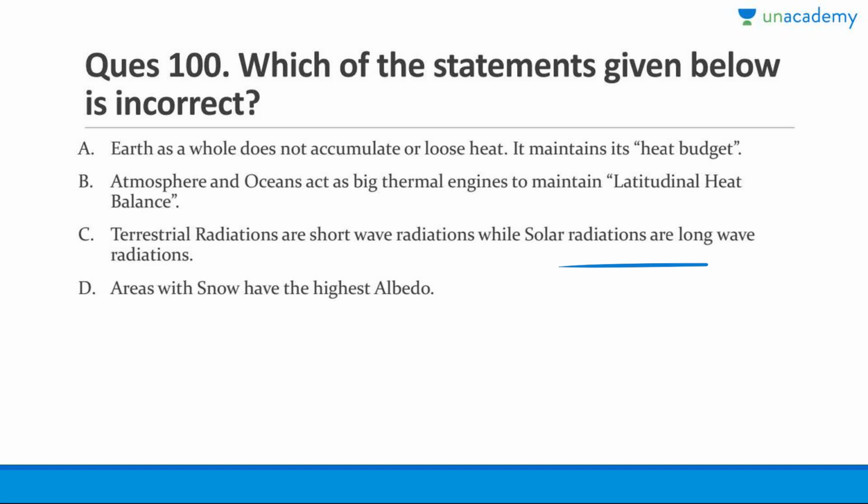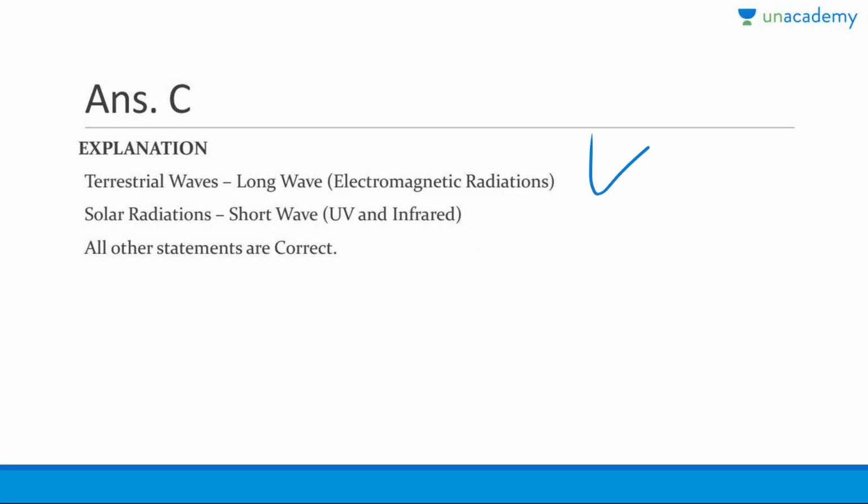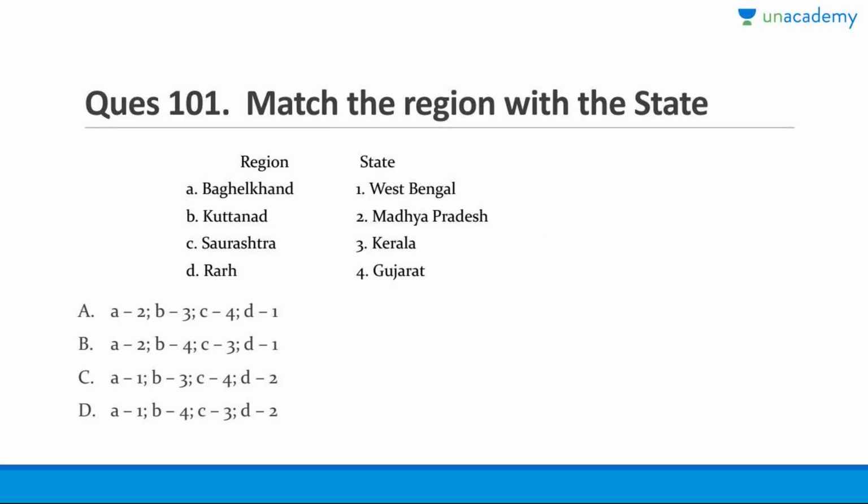Areas with snow have the highest albedo. Yes. So it is basically the value by which the reflection of the sunlight happens. So answer is C. Terrestrial waves are long wave, solar radiations are short wave. All the other statements are correct.